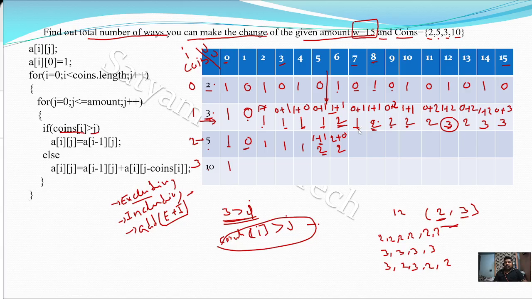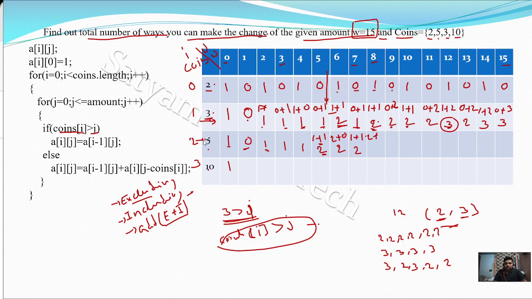Now we can see the value in the previous row is 1, and 7 minus 5 is 2. Here you can see in the second column the value is 1. So that is 2 ways. Here also 2 ways: 5 plus 2 is 7, and 2 plus 3 plus 2 is 7, in 2 ways.